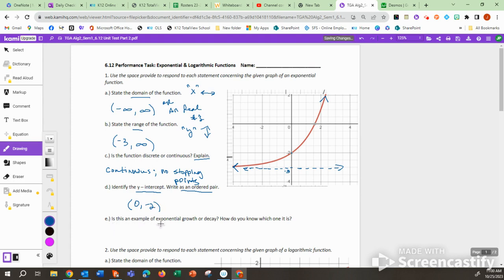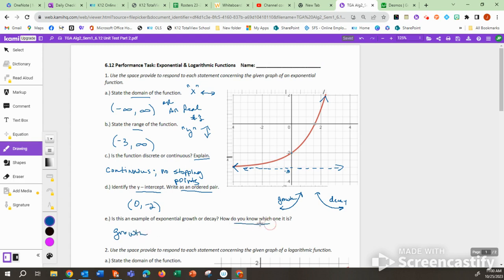E says, is this an example of growth or decay? Just a quick example, if your graph is increasing from left to right like this, that is an example of growth. If your graph is decreasing from left to right, levels off, that is an example of decay. So this graph is increasing from left to right, so we're going to say growth.